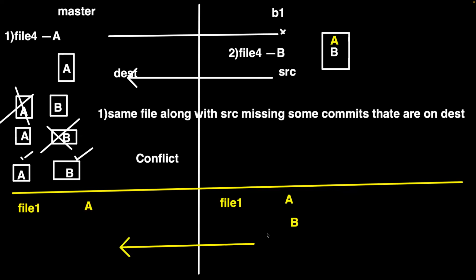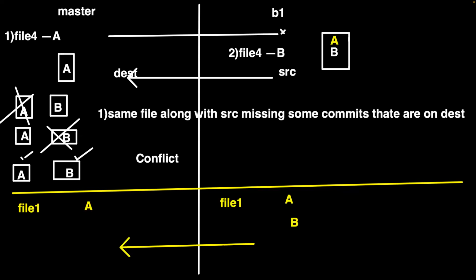So this is the result, you don't get a conflict. So the conflict is same file along with source missing some commits that are there on destination, then you get a conflict. So you need to have clarity on what areas you get a conflict. Right? So now, okay, fine, you got a conflict. How do you fix it?